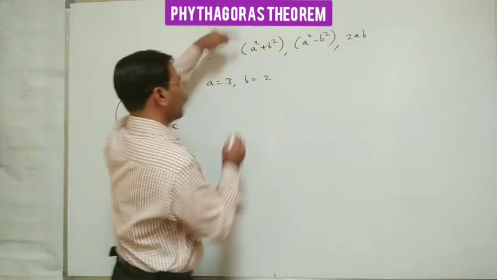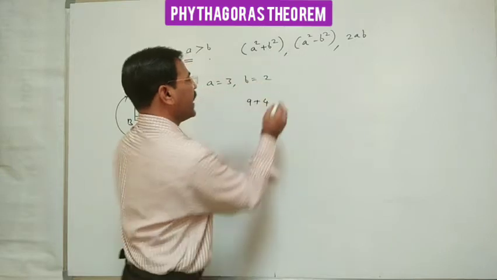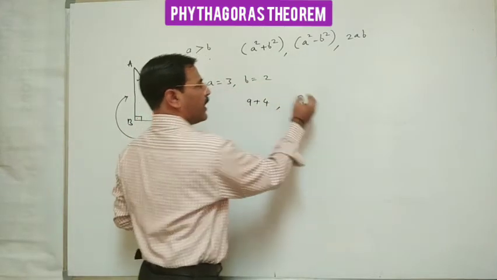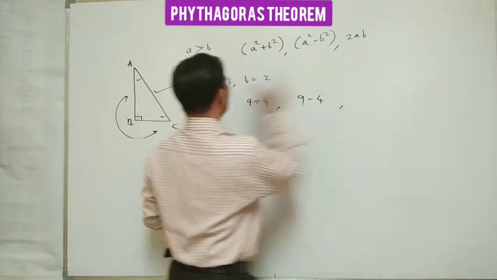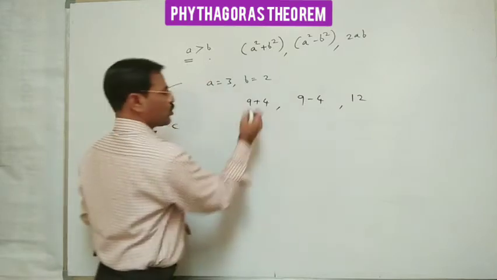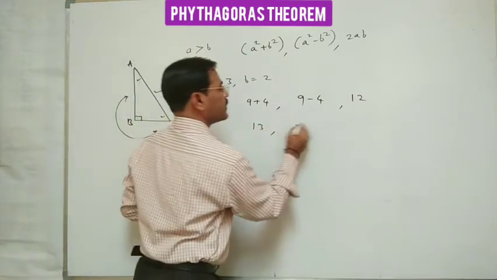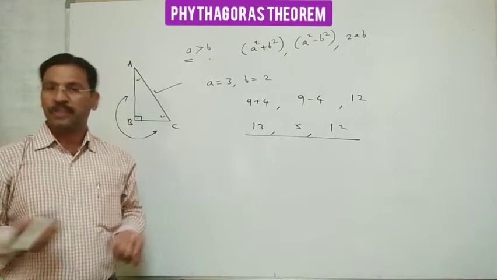Here A square means what? 9. B square is 4. Okay, here A square is 9, and B square is 4. Now here 2 into 3 into 2: 2 threes are 6, and 2 sixes are 12. So here it is 13, this is 5 and this is 12. So hence it is a Pythagorean triplet.